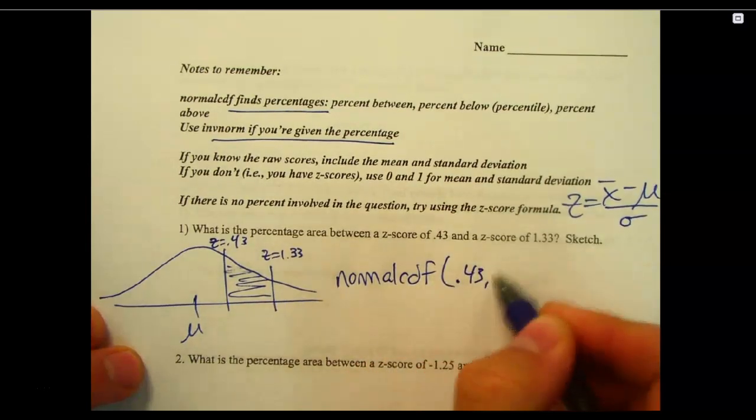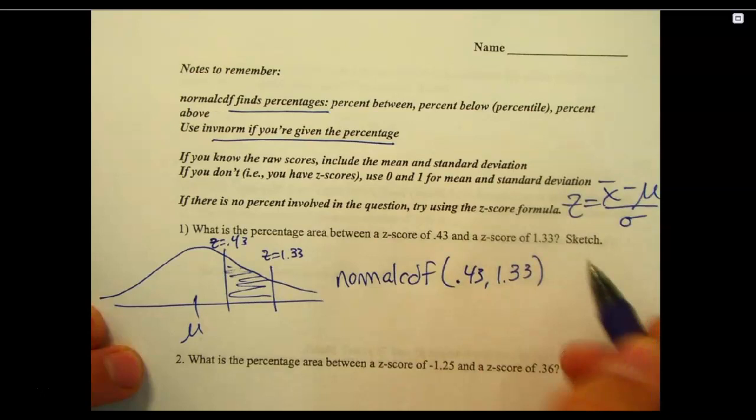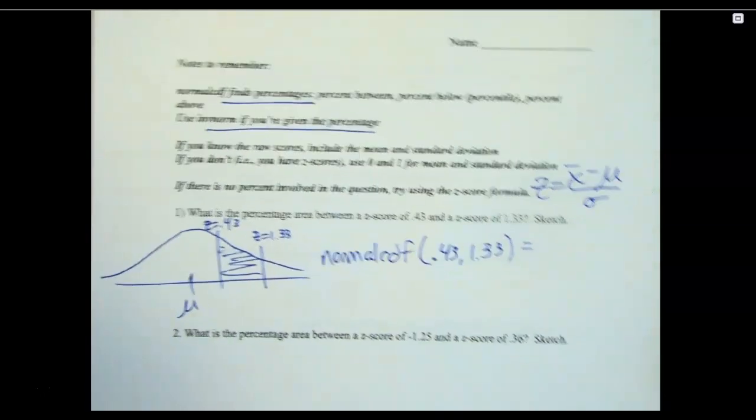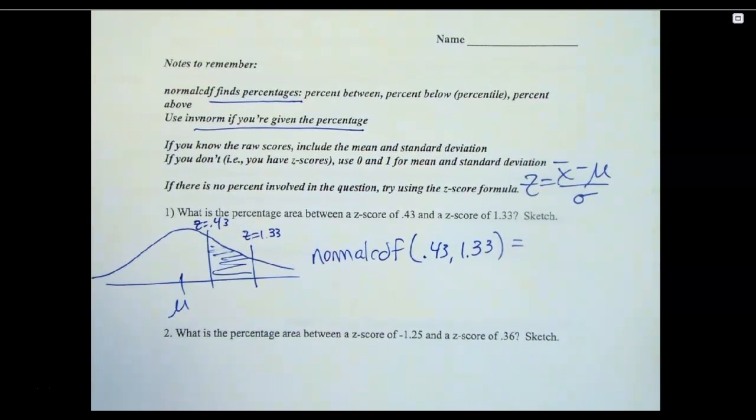0.43, 1.33. Why am I using normal CDF? I'm looking for percentages. Why am I not telling the calculator the mean and the standard deviation? Because I'm using z-scores because I don't know them. So it'd be kind of tough to do that. Type these in. Remember, if you have the kind that makes you put a mean and standard deviation, you put 0 to 1.